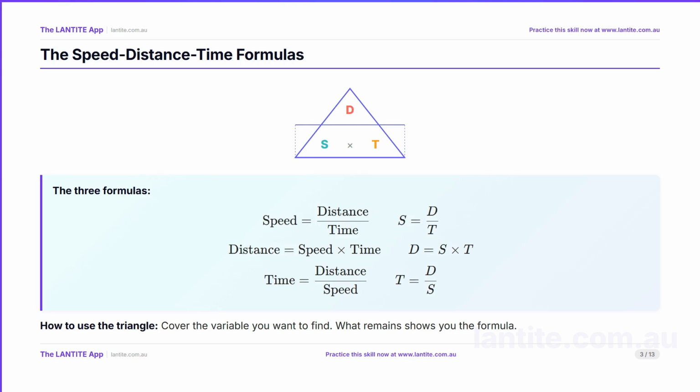The formula triangle is a brilliant visual tool. Place distance at the top and speed and time side by side at the bottom. When you want to find one of these three values, cover it with your finger. What remains tells you the formula. Cover distance and you see speed times time. Cover speed and you see distance over time. Cover time and you see distance over speed. This triangle is your best friend for SDT problems.